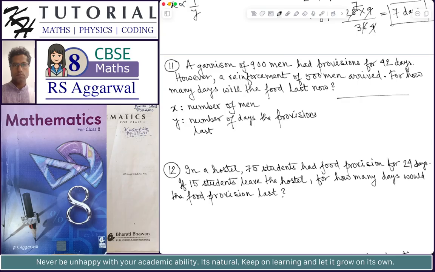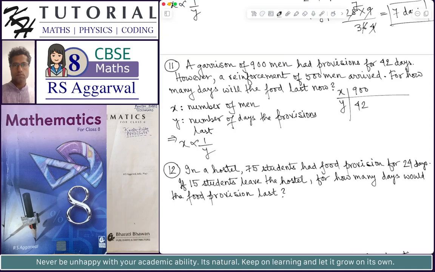So definitely we can say x will vary inversely with y. Now let's create the table x, y. It is given that based on the constant amount of provisions, when the number of men is 900, the provision is lasting for 42 days.